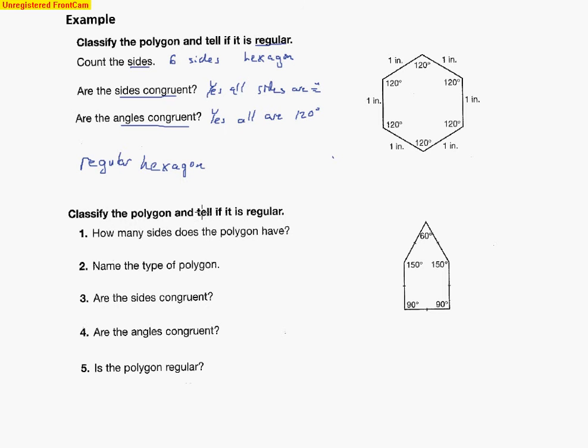Classify the polygon. And so when we classify it, we're going to classify it by sides and then whether it's regular or not. And so first of all, we're going to say how many sides does this polygon have? So we have 1, 2, 3, 4, 5. So we have 5 sides. And so now we're naming the polygon. So you name it by the sides. And so we would call this a pentagon.